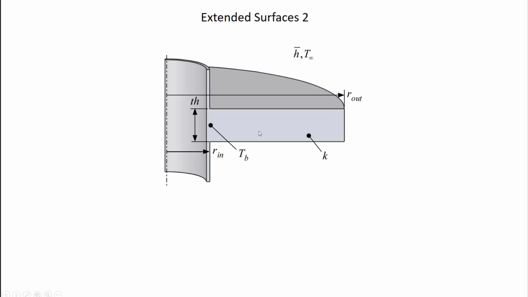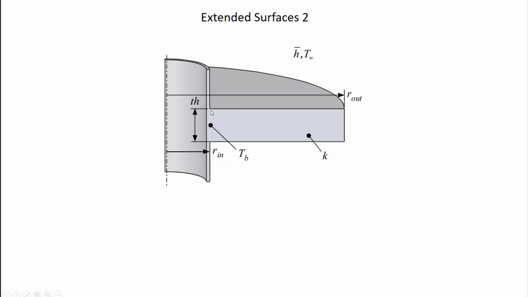Let's do a fin now that is a little bit more complicated in that as I move along the fin, the cross-sectional area actually changes, and so does the perimeter. And that kind of fin is shown here, at least one example of that kind of fin. This is a pretty typical thing you might see where you have a tube, and on the outside surface of the tube, you've installed these annular, washer-shaped fins.